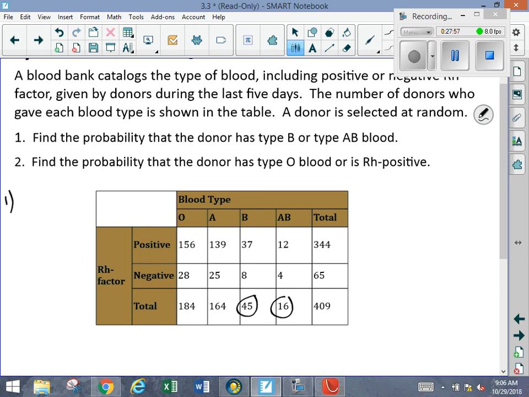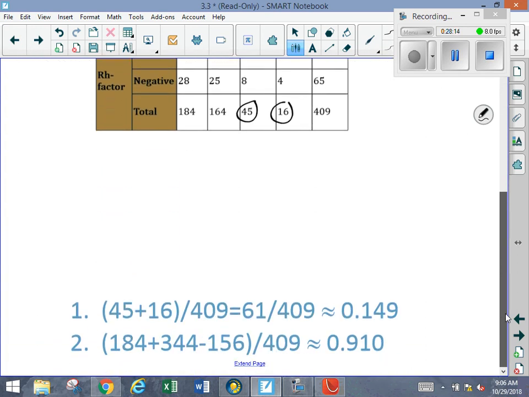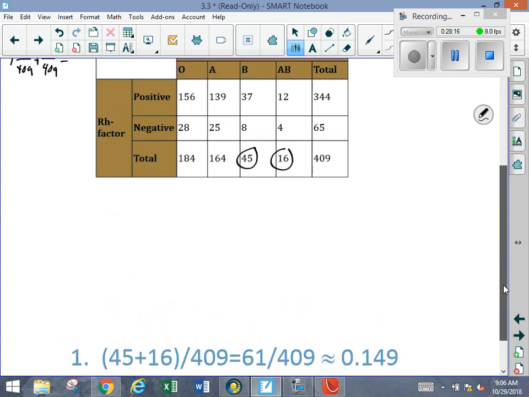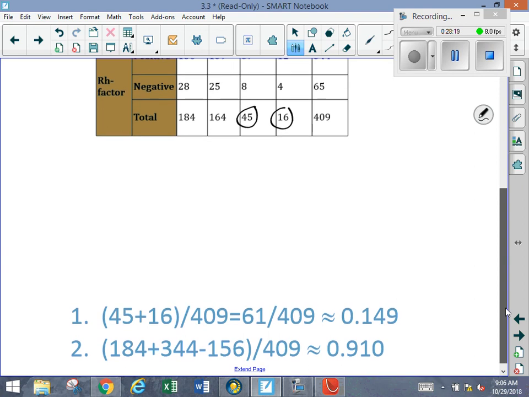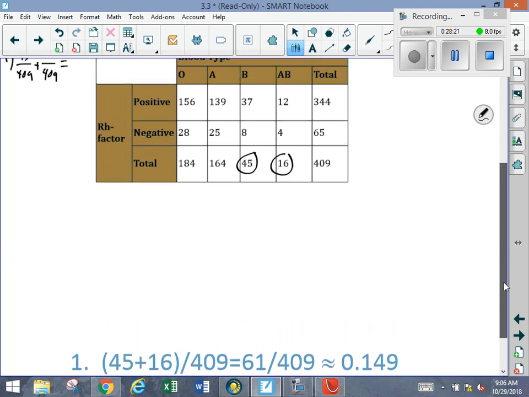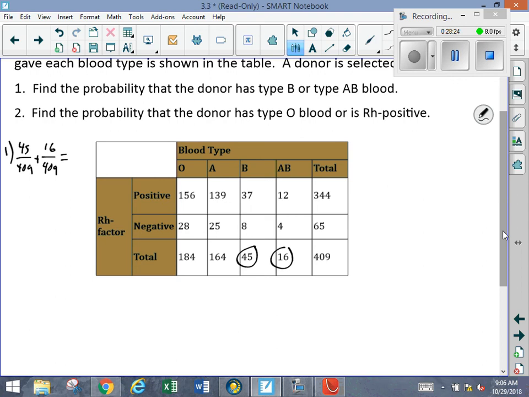So for number 1, we would just be looking at 45 over 409 plus 16 over 409, which I believe is probably calculated below, so I'm just going to cheat rather than get my calculator. It should be 0.149 approximately. That wasn't the interesting one. The interesting one is number 2.